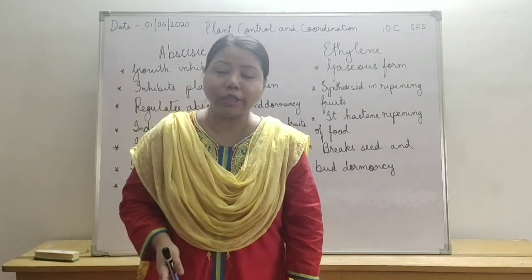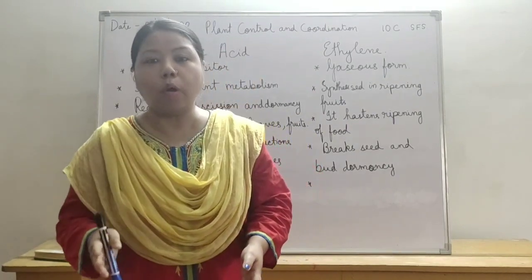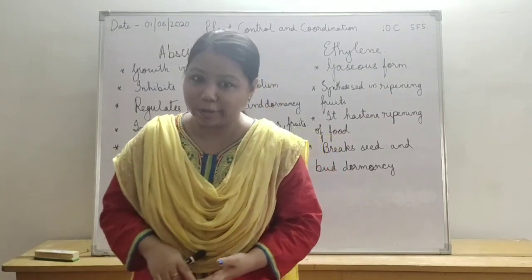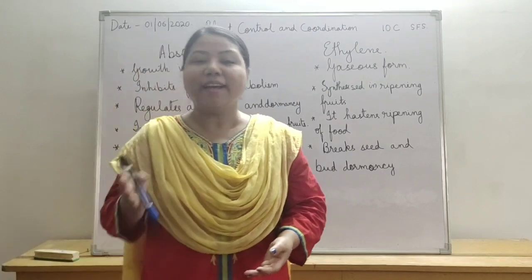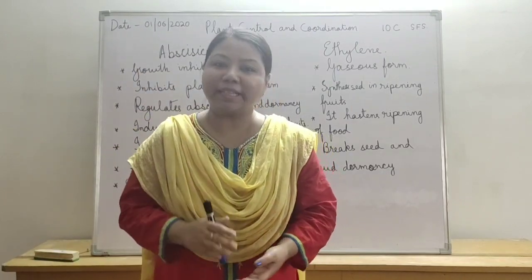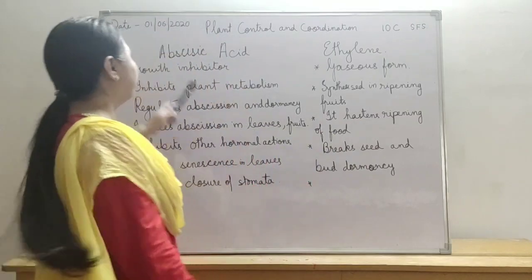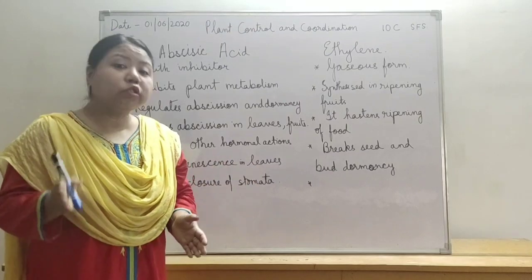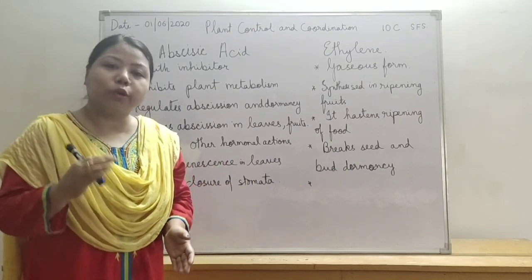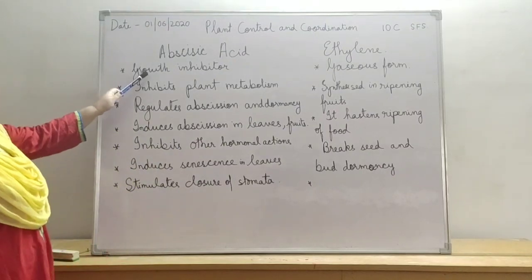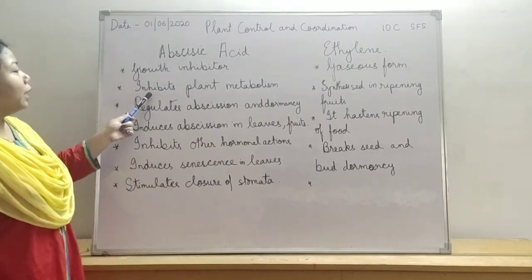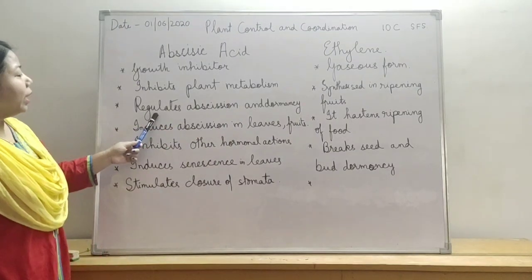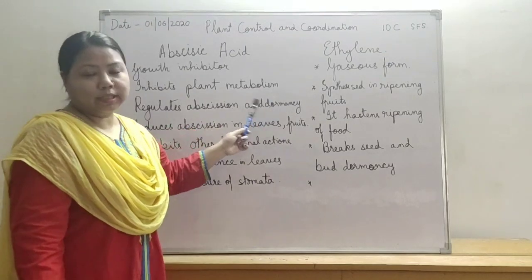Now, since you have understood the function and the role of the growth promoters in plants, that is auxin, gibberellin and cytokinin, let us now move on to the next hormone present in the plant. Right? So, abscisic acid is a hormone which does not promote growth, but it inhibits growth in plants. Yes, so it is a growth inhibitor. It inhibits plant metabolism. Inhibits means stops, fine. Then it regulates abscission and dormancy.